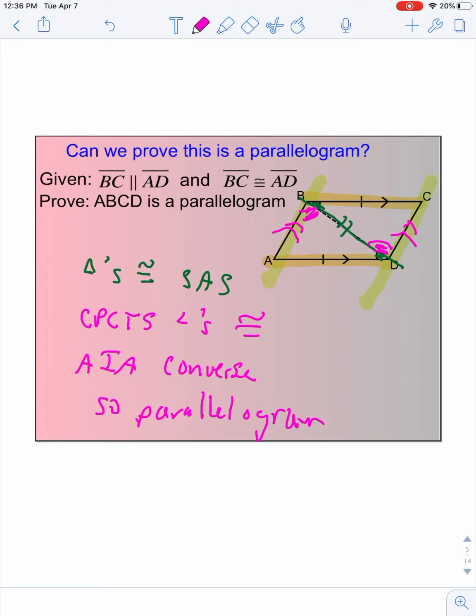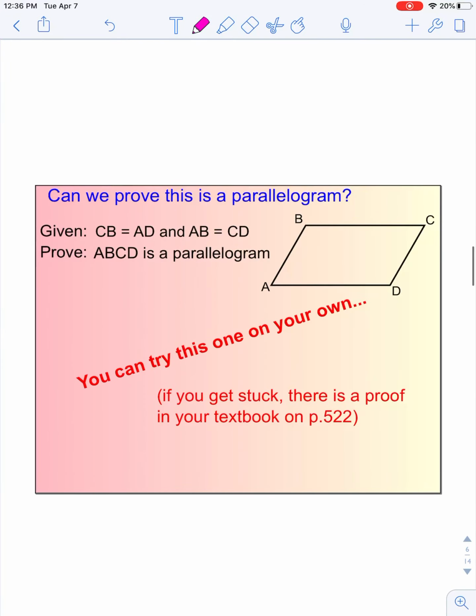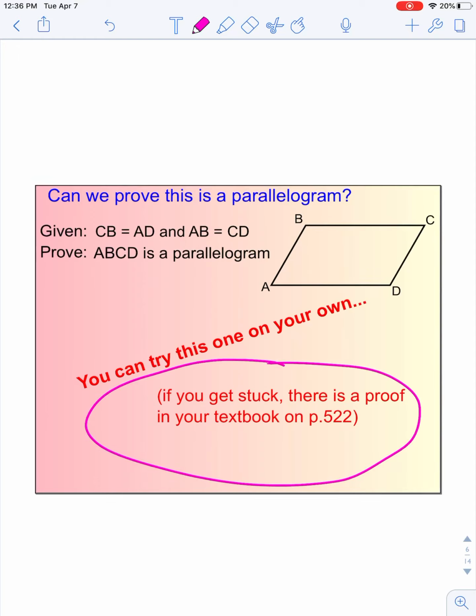Now that was a walk-through kind of style proof. We didn't actually write it in a two-column format, but again, I'm trying to be conscious of the length of the videos. I have one other proof here. If you want to try it on your own, there is an answer to it, or a proof of it, more of a paragraph style, on page 522.